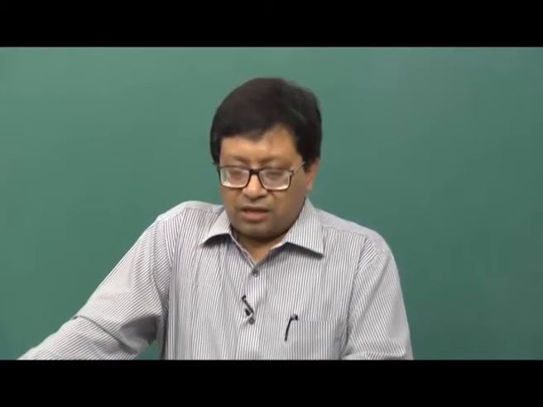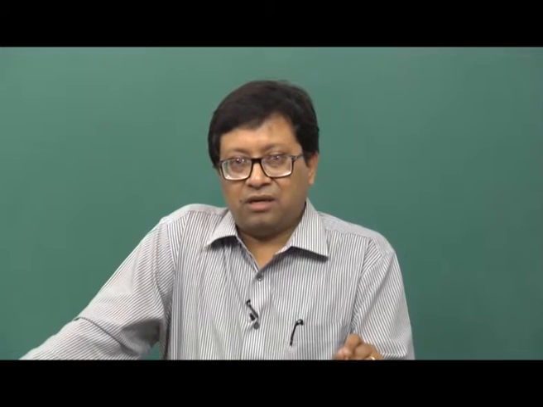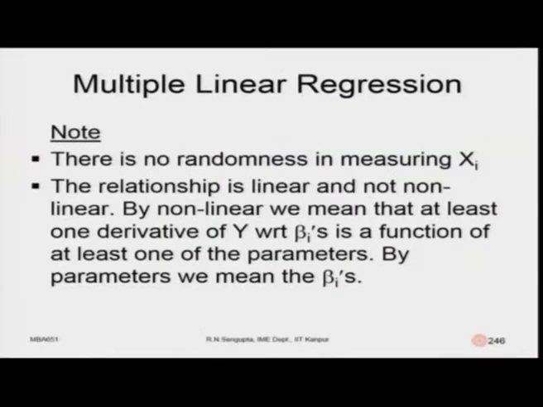So, the assumptions are: there is no randomness in measuring xi's, the xi's being the independent variables. The relationship is linear and not non-linear. What we mean by linear and non-linear relationship, I am going to come to that. By non-linear equation we mean that at least one derivative of y with respect to betas is a function of at least one of the parameters. By parameters we mean the betas.